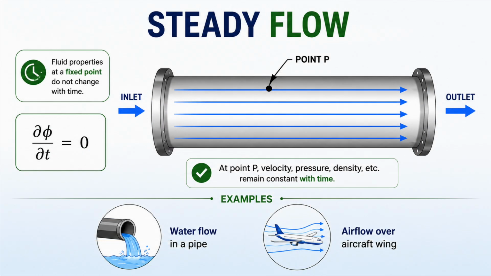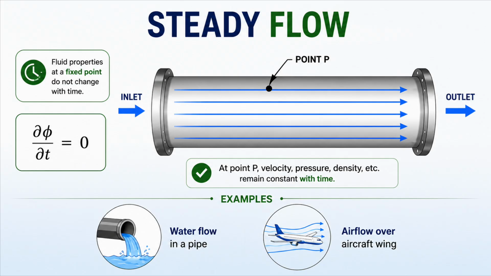Let us first understand steady flow. A flow is called steady when the fluid properties at a fixed point do not change with time. For example, imagine observing water flowing through a pipe. Now focus on point P inside the pipe. If the velocity, pressure, density, and other fluid properties at that point remain constant with time, then the flow is called steady flow. Mathematically, we represent this as ∂ψ/∂t = 0.